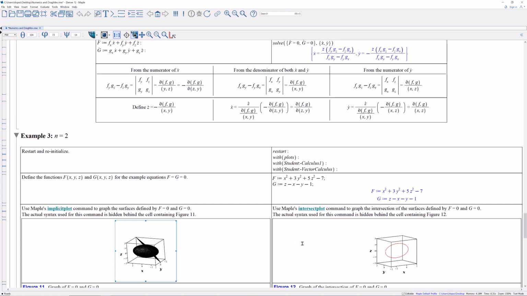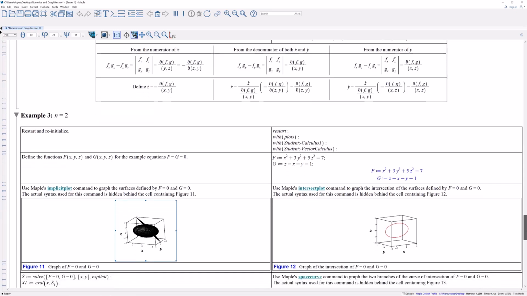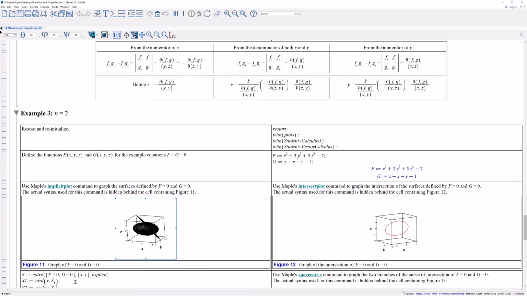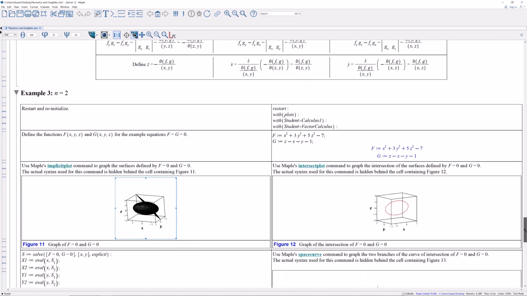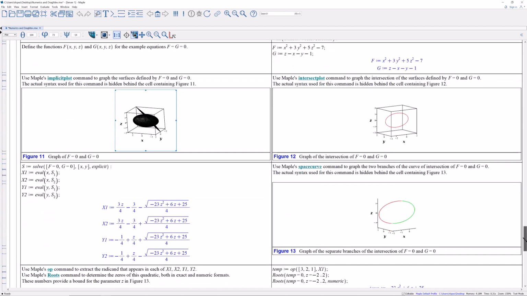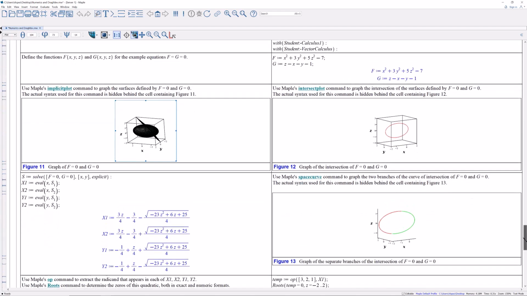And the actual commands are hiding behind the cell. I showed you how to find that. Okay, so this is the example I constructed, and I wanted to see what happens when I apply Draghilev to this. Let's solve the equations f equals 0, g equals 0 in Maple analytically. Let's see what happens.